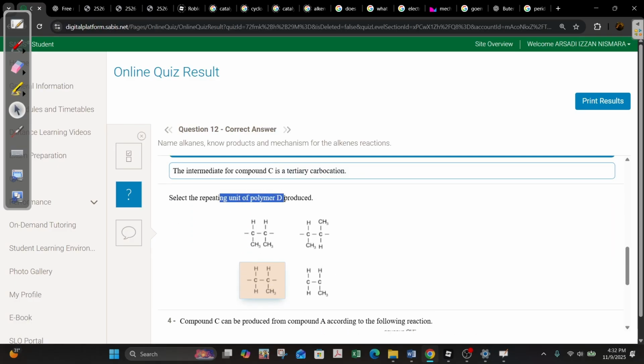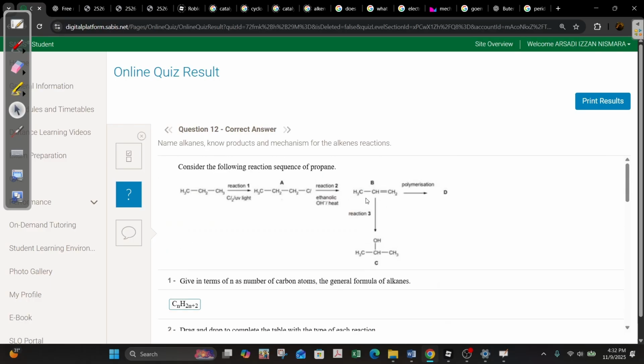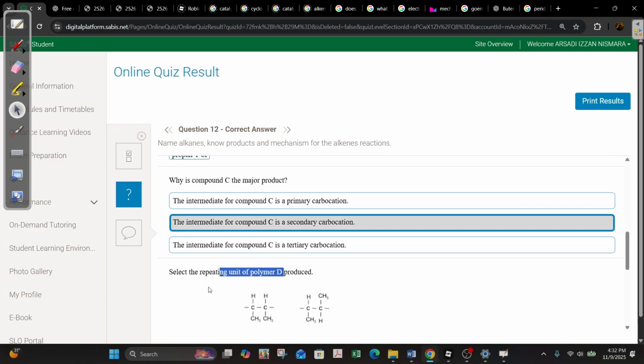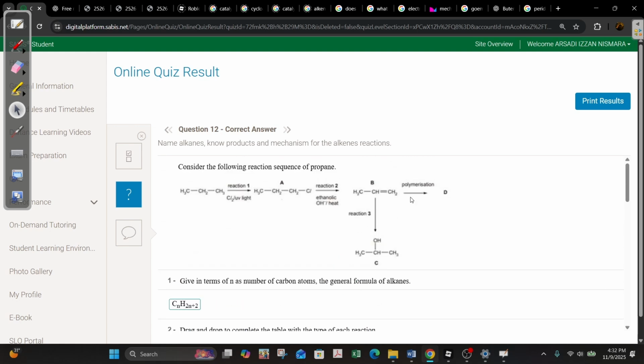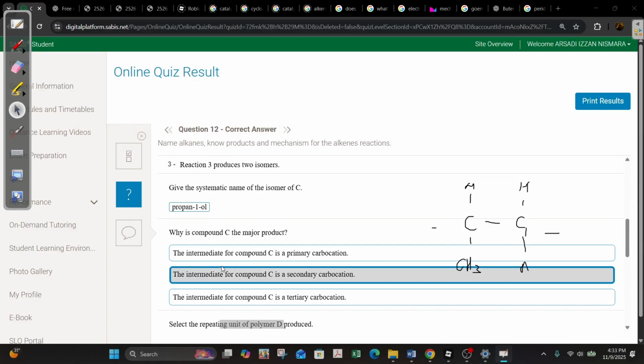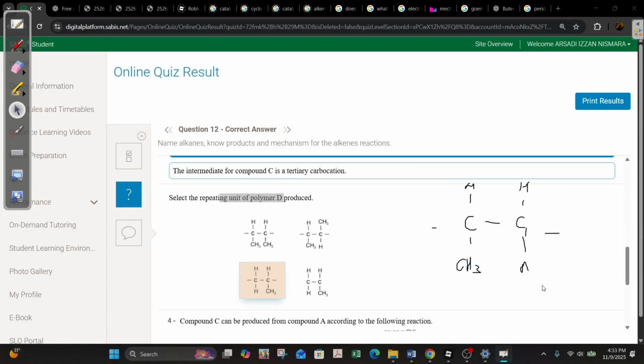Select the repeating unit of polymer D produced. Okay, so for polymer D, you just break the double bond and it's nothing too crazy. CH3 is here, hydrogen, CH, yeah, just break the double bond and you attach single bonds. It can be the other way around, it doesn't really matter.